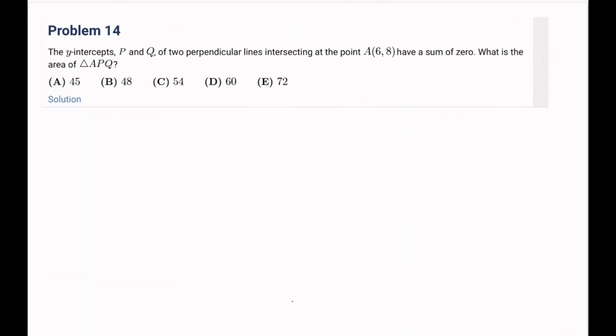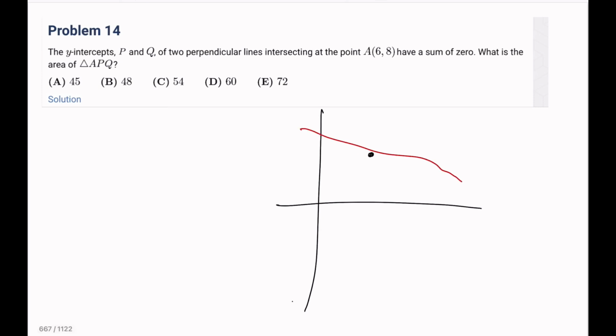Problem number 14. The y-intercepts P and Q of two perpendicular lines intersecting at the point A(6, 8) have a sum of 0. What is the area of APQ? So if we kind of draw this, this would be the grid, and there would be the point 6, 8 right here, and then these would be the two perpendicular lines, like this.